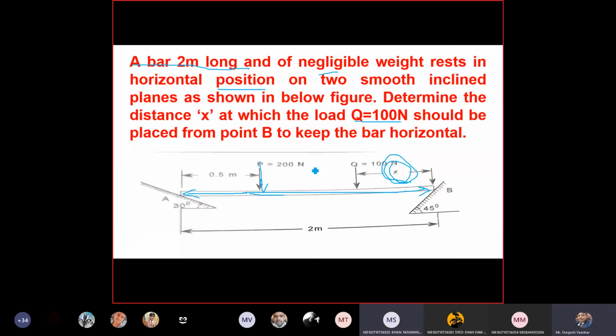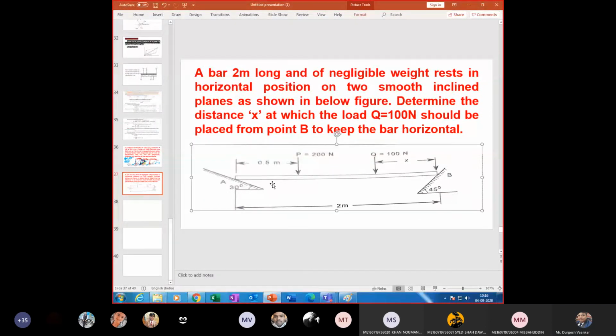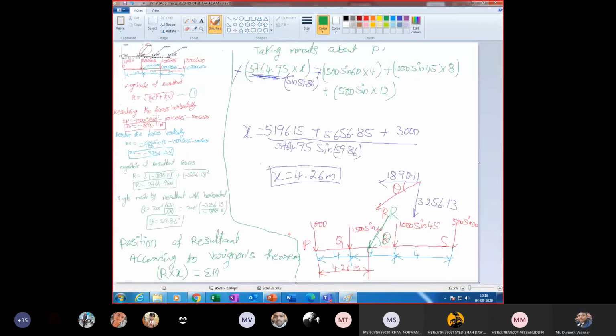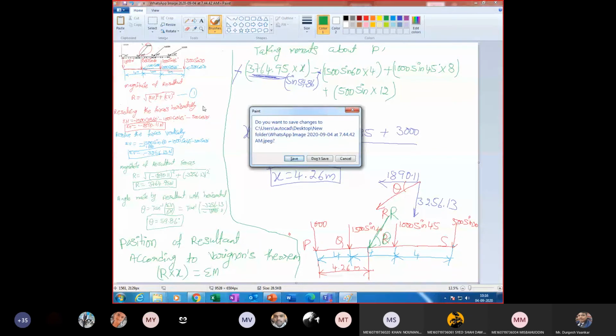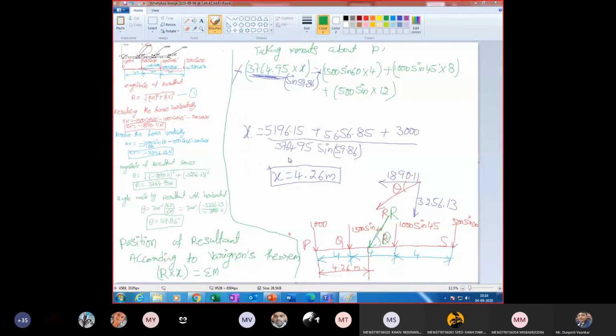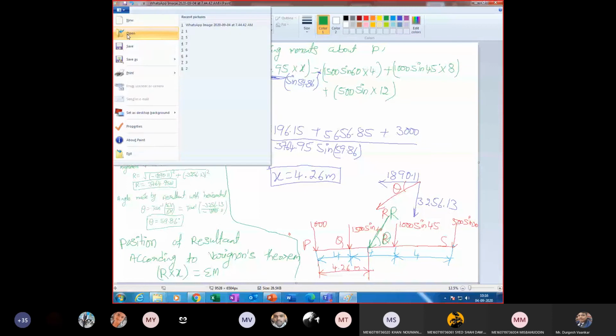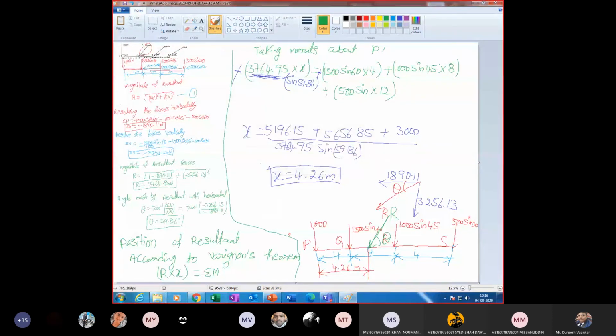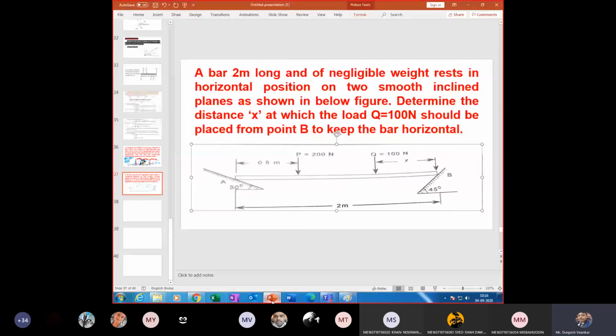Yes, even though after applying the force, the body is not moving. Means here some supports are there. This bar is resting on this plane, here on this inclined plane. I'll give one hint so that you can do this problem. I'll explain in this PPT only.